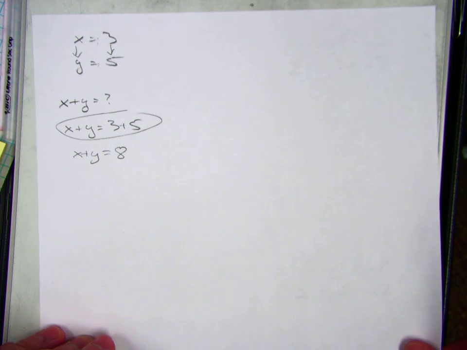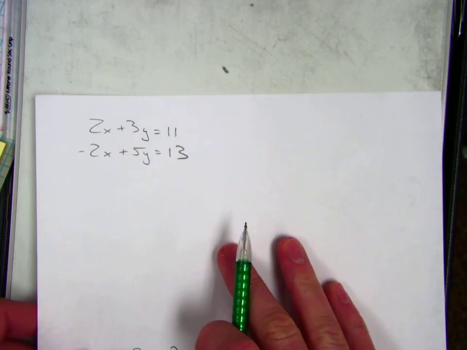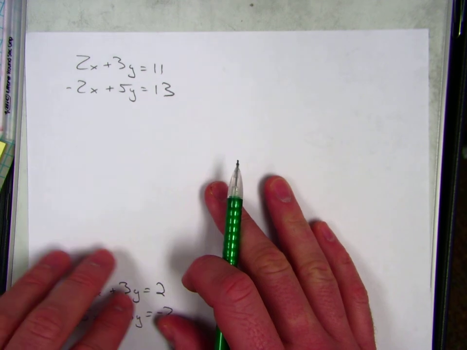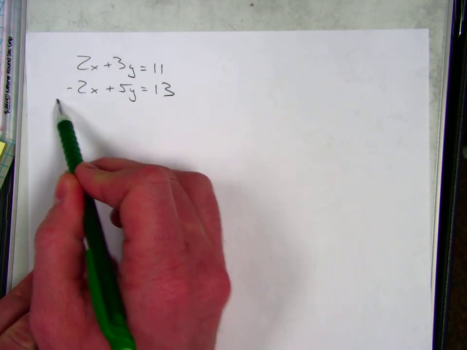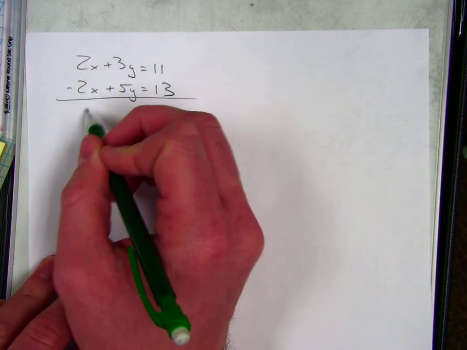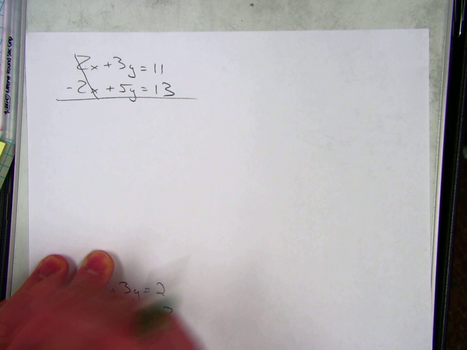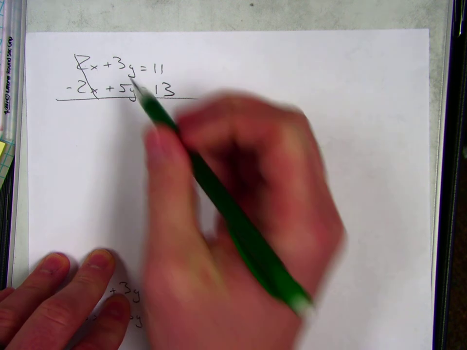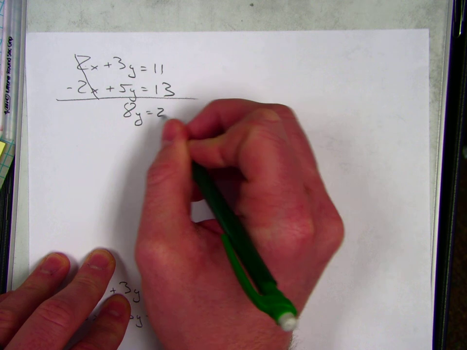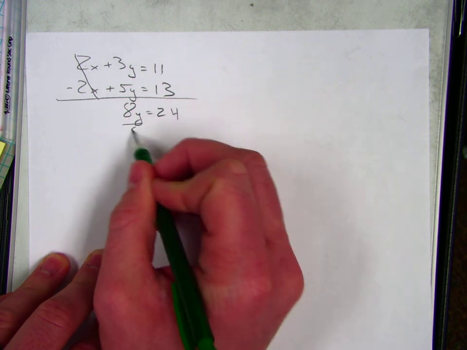Now, keeping that same line of thinking, let's go to this first example. Here I've got a system of equations, and I can solve it by just adding straight down. 2x plus a negative 2x is 0x, so those cancel each other out. 3y plus 5y is 8y, and then 11 plus 13 is 24. So I know that 8y is 24. I can solve that equation very easily and find that y is 3.